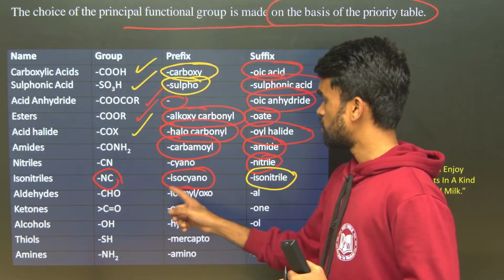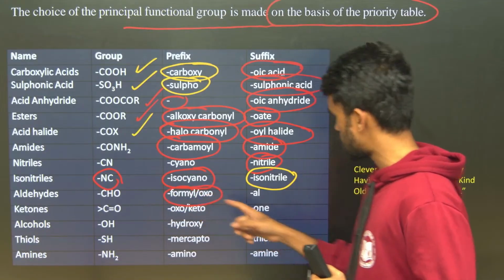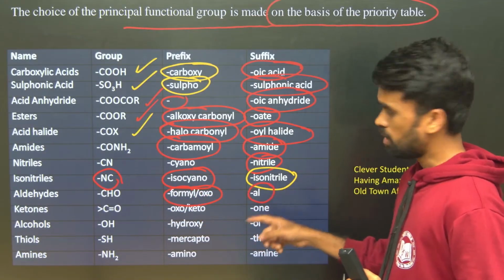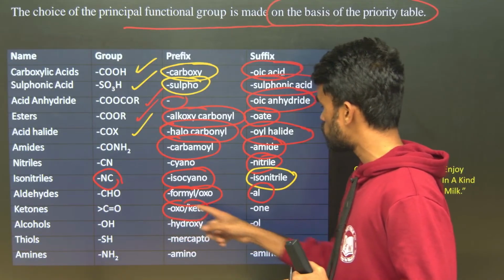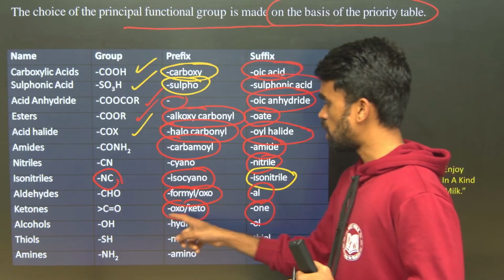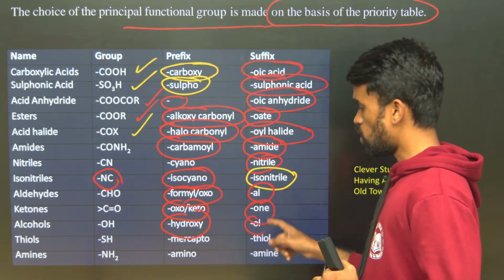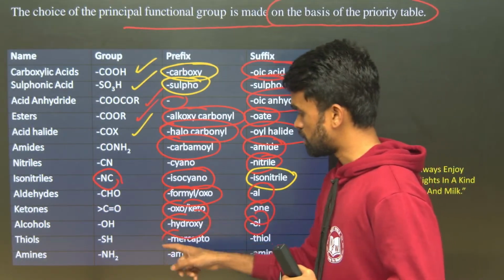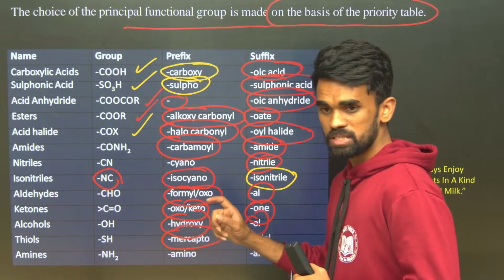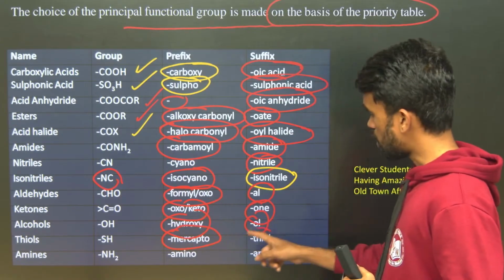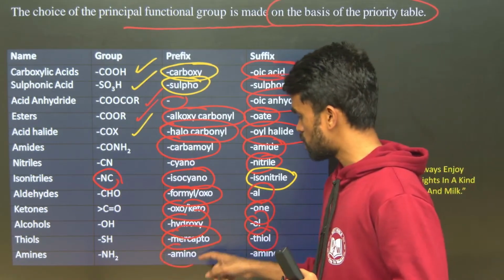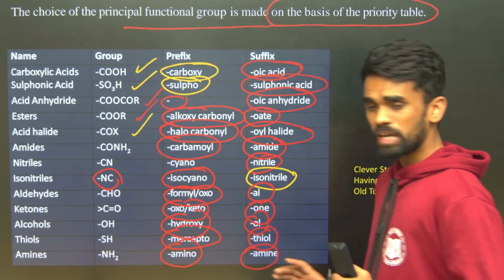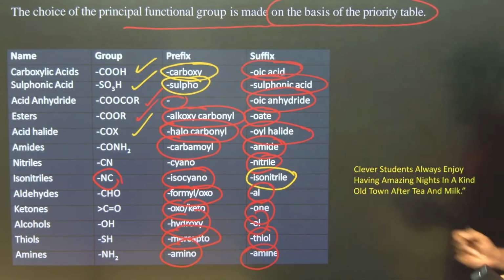For aldehyde, formyl or oxo as prefix, and al as suffix, which we discussed already. For ketones, oxo as prefix and one as suffix. For alcohols, hydroxy, and ol as suffix. For thiols, SH means mercapto or thiol. For amines, you can use amino or amine. So now how can I remember this, sir? Just read this.